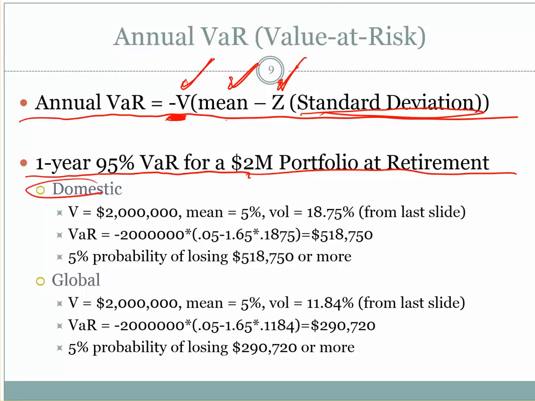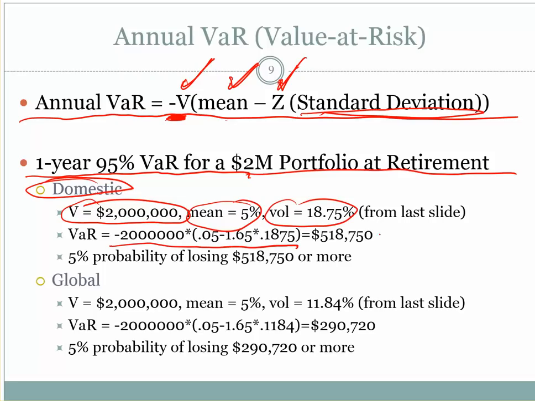And if you're going to invest in the domestic portfolio, say at retirement, your last year, you have $2 million invested. That's your V. Your expected return is 5%, and the volatility is 18.75%. So your VAR is going to be $518,000. So there's a 5% chance you'll lose more than $518,000 in that last year. Or you can also say you're 95% confident that you will not lose that amount.